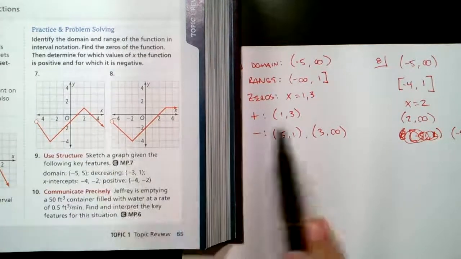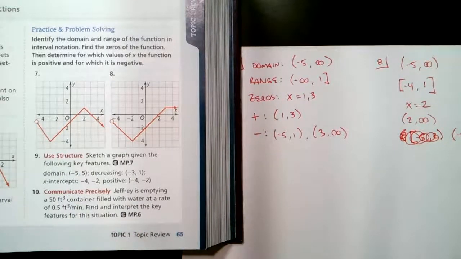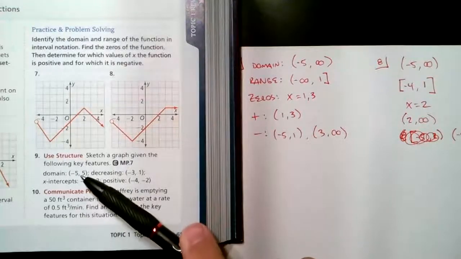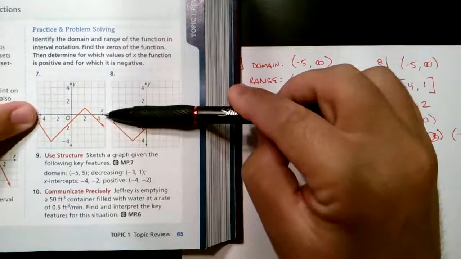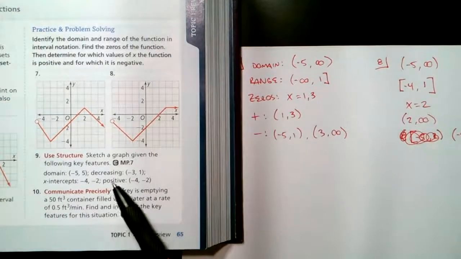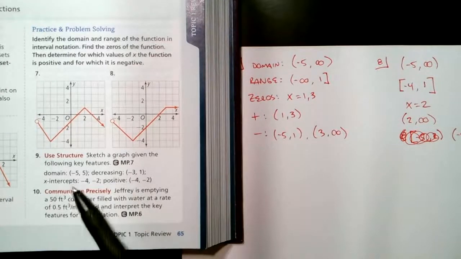Number 9, sketch a graph given the following key features. So now you're kind of going in reverse. Instead of looking at a graph and coming up with the information, now you're given the information, you're going to sketch a graph. So they want a domain that runs from negative 5 to 5. So it would basically take up this whole graph.